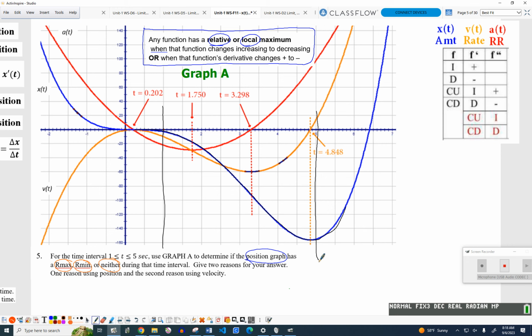So we're looking to see if the position graph, says any function, we're focusing on position, is going to have a relative or local max or min. So this is talking about max. Min's just the opposite. When that same function, so in this case position, changes either increase to decrease or vice versa. So from 1 to 5, Trey, do you ever see the position graph changing from either decrease to increase or vice versa? Yeah, 4.4. Okay, that's all I'm trying to get you to see.